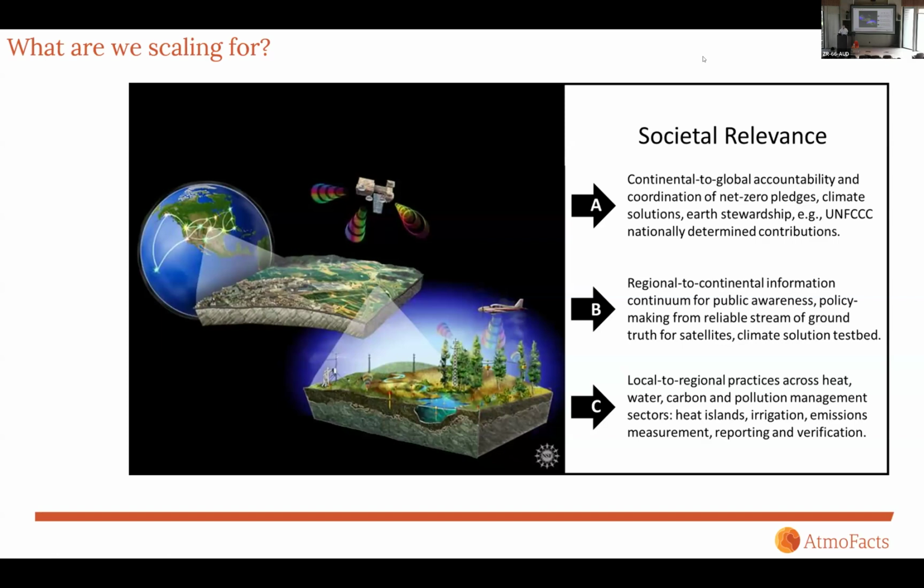So the first thing that we may want to ask ourselves is, what are we scaling for? There can be all different kinds of reasons. What we're really trying to do here is to tie this workshop to societal relevance. And that can happen at various different scales. For example, on the continental to global scale, we talk about net zero pledges that we want to scale into. At the regional scale, about public awareness and policymaking, and at the local to regional scale, we talk about water, carbon, and pollution management. Once we know the ends that we're working towards, that can then also inform the means that we're employing to get there.